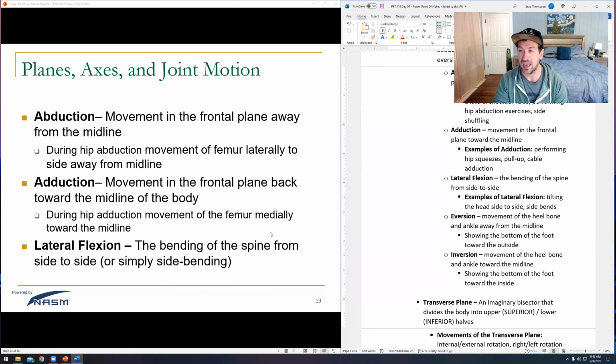And that doesn't count for other joints. Think about your wrist, right? I can do a side-to-side movement with my wrist too. Would that be lateral flexion? No. That's either going toward the midline or away from the midline. That's adduction or abduction of the wrist.